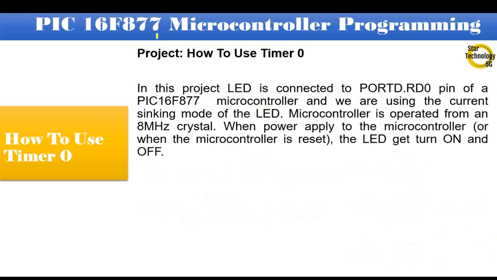Project, how to use timer 0. In this project, LED is connected to port D RD0 pin of a PIC16F877 microcontroller and we are using the current sinking mode of the LED. Microcontroller is operated from an 8 MHz crystal. When power applied to the microcontroller, or when the microcontroller is reset, the LED get turn on and off.